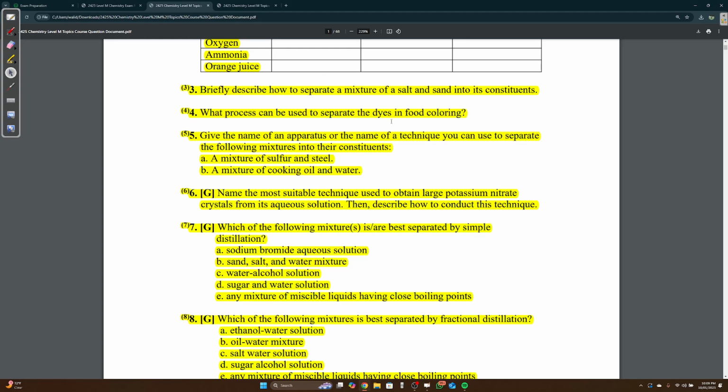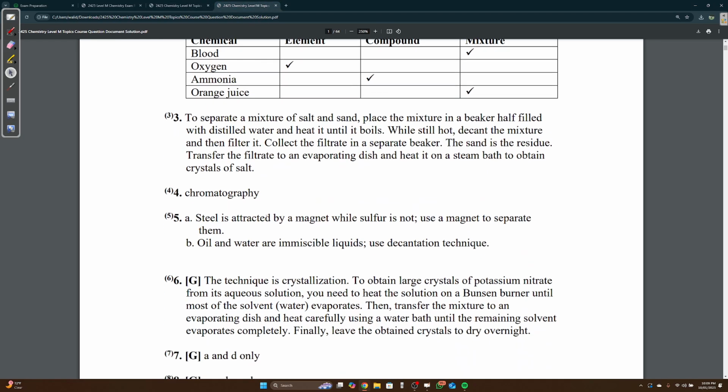Question 4, what process can be used to separate dyes? Of course, chromatography. Give the name of an apparatus or the name of a technique you can use to separate a mixture of sulfur and steel. Sulfur and steel, okay, yeah.